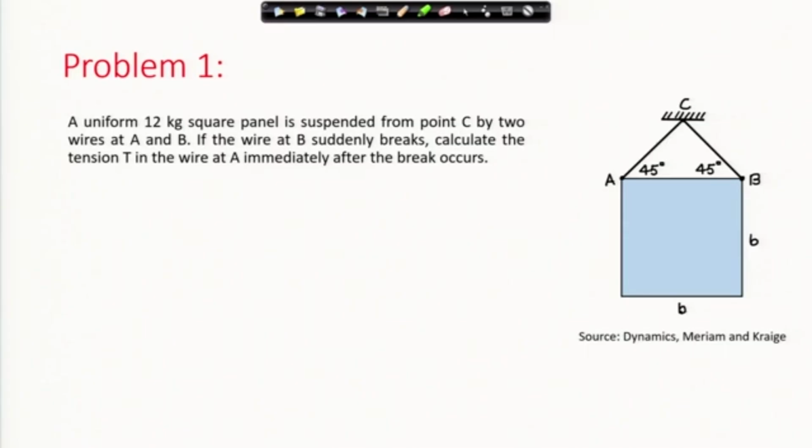Now, when this wire at B breaks, at that instant, because the whole system was at rest initially and suddenly this break takes place, we will consider that in the short time duration in which I am analyzing this problem and trying to find out the tension in the wire AC, the plate has not gained any angular velocity. It has not started to move, it is still at rest.